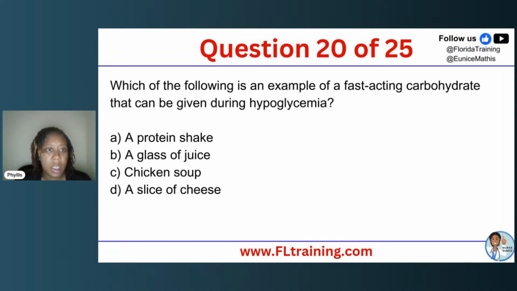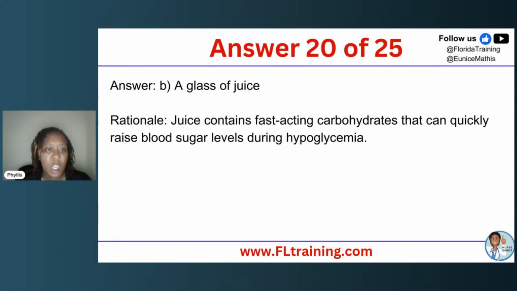All right, let's go ahead and reveal the answer. If you chose B, you are absolutely correct. A glass of juice. Juice contains fast-acting carbohydrates that can quickly raise blood sugar levels during hypoglycemia.